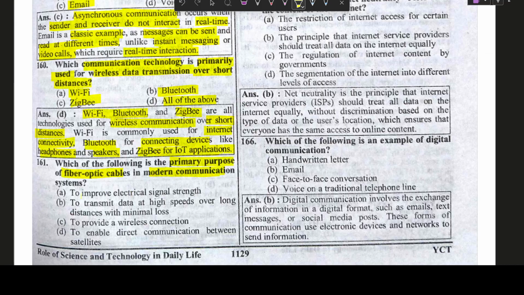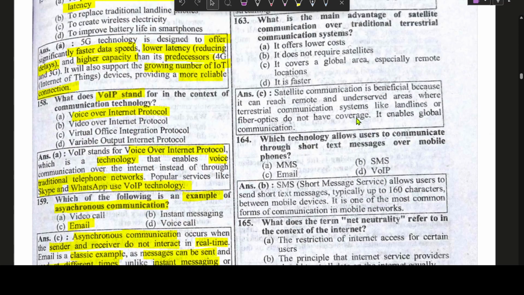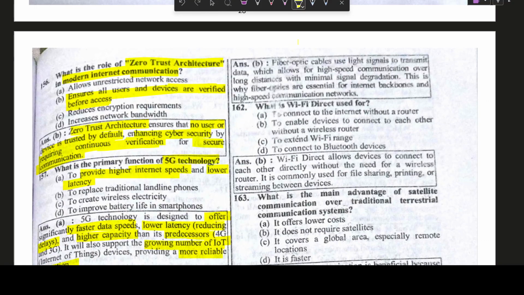So which of the following is the primary purpose of fiber optic cable in modern communication systems? So it is to transmit data at a high speed over a long distance with minimal loss. So I think this is the right answer. Yes, fiber optic cable uses light signals to transmit data, which allows for high-speed communication over long distances with minimal signal degradation. This is why fiber optics is essential for the internet backbone and high-speed communication networks.